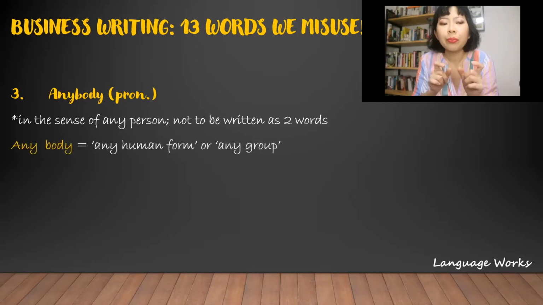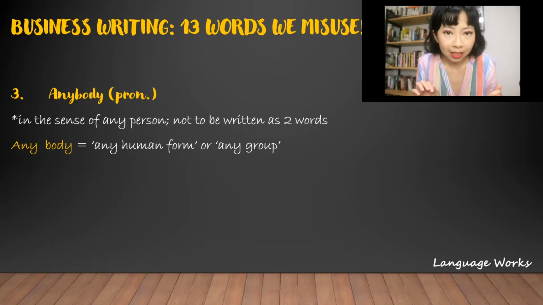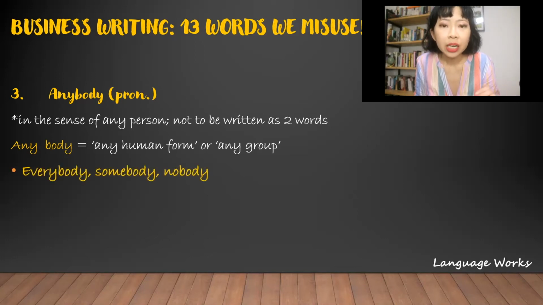If you were to separate these two words, any body is like any literal body, any human form, or any group organization like a government body. Unless that's what you mean, do put them together and this would just mean any person. More examples that are together: everybody, somebody, nobody.